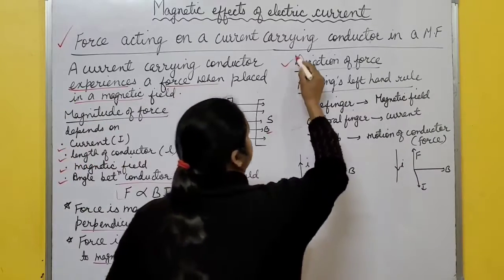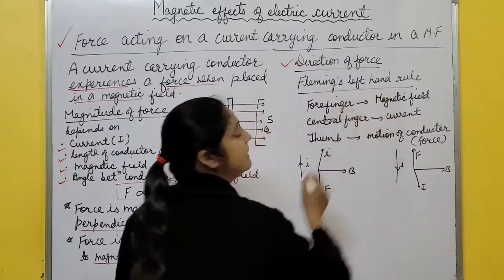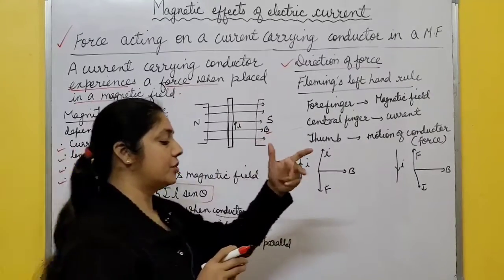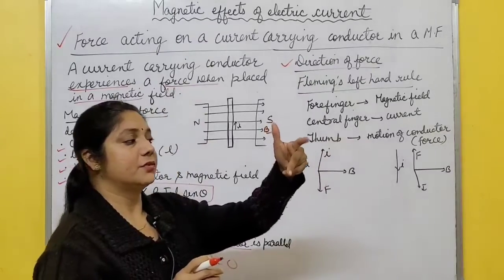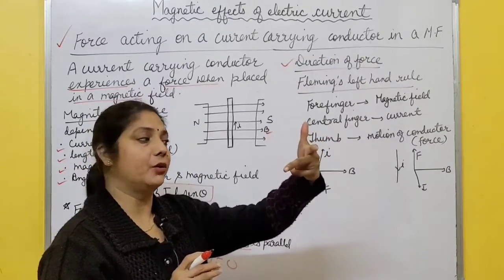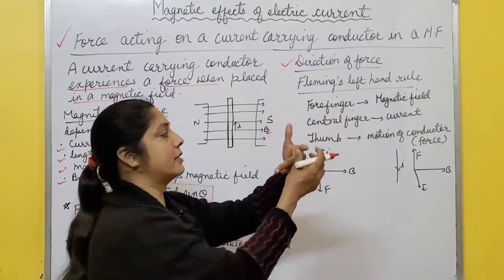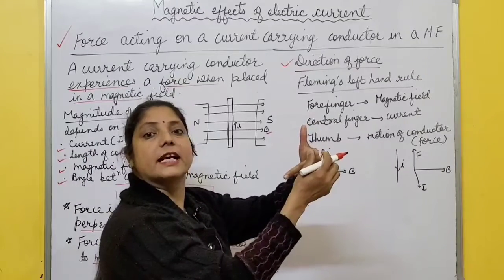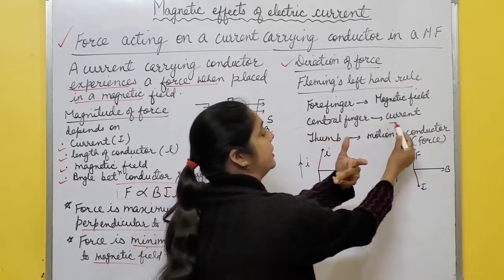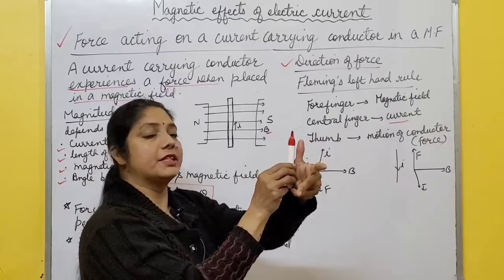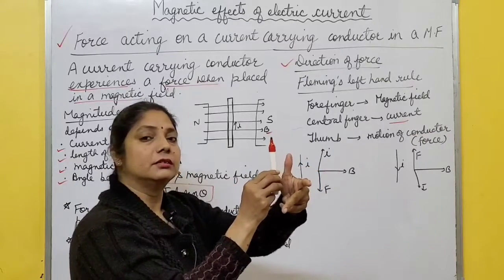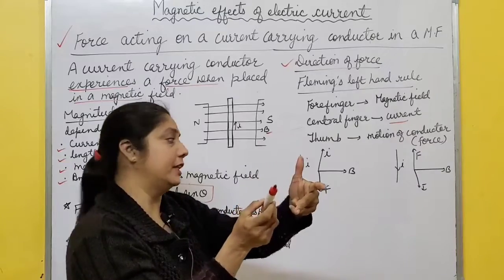Its direction is given by Fleming's left hand rule. This is your left hand rule, right? Now stretch your thumb, forefinger and central finger. All three are mutually perpendicular to each other. Then this forefinger represents direction of magnetic field. This central finger represents direction of current. Then the direction in which the thumb points gives the direction of force, or you can say motion of conductor.